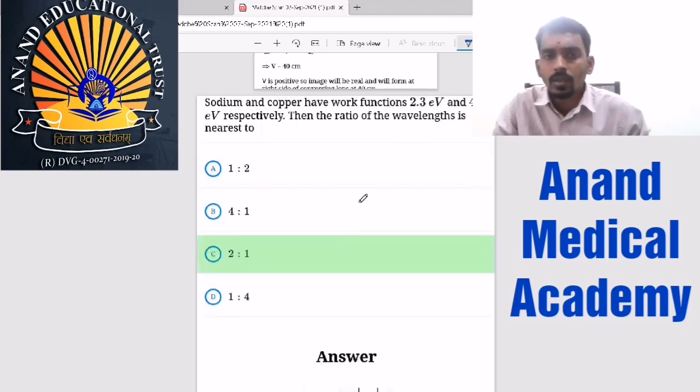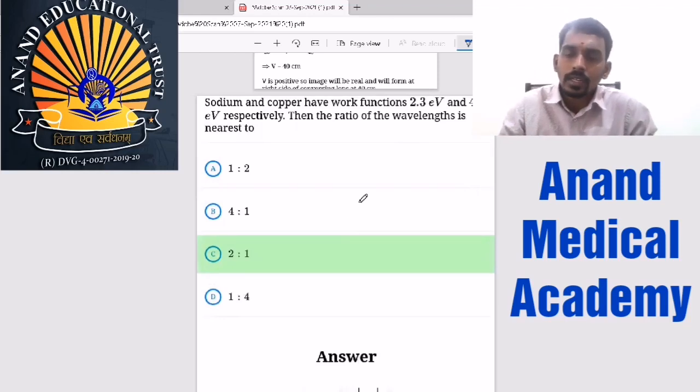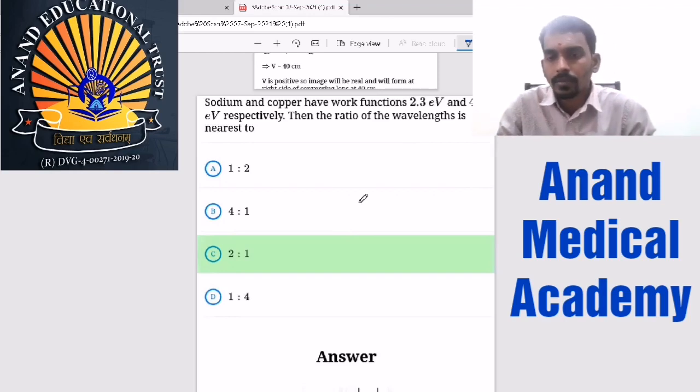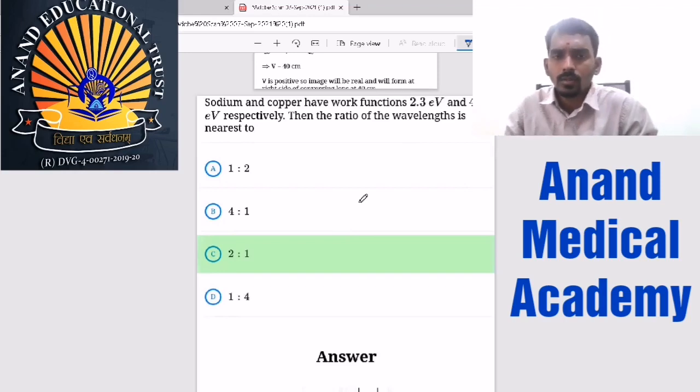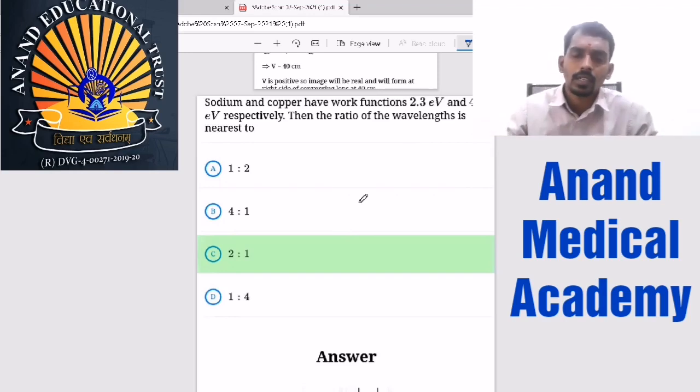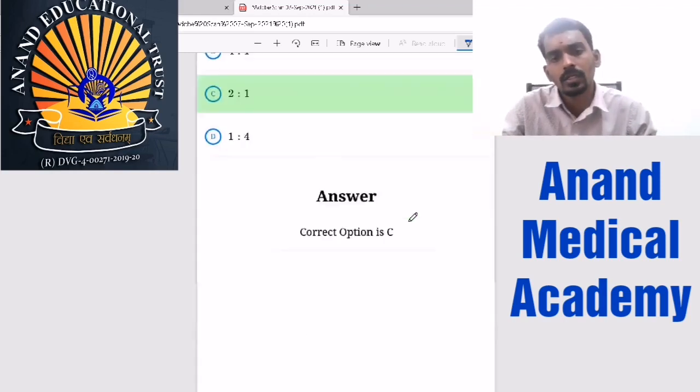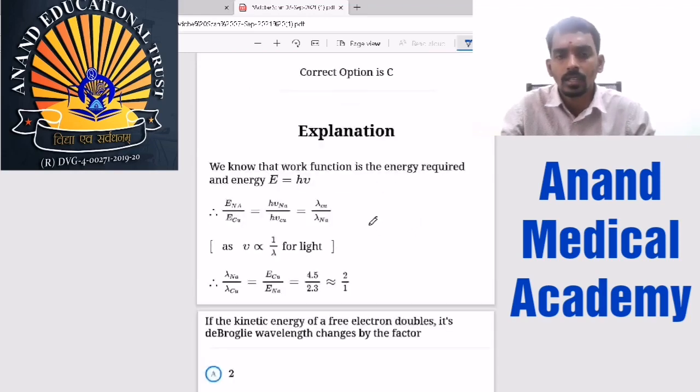Now, as we know, one of the important topics in modern physics is the photoelectric effect and de Broglie wavelength. So here is a question based on the photoelectric effect. The work function they have given, and the ratio of wavelength they are asking. So work function means hc by lambda. So that ratio they have taken because E is inversely proportional to lambda.